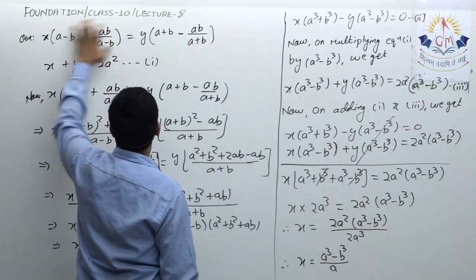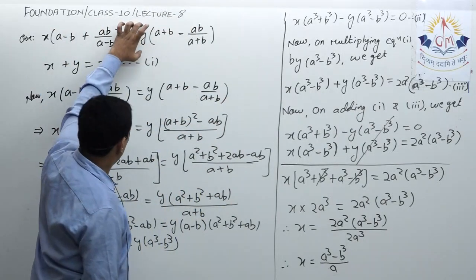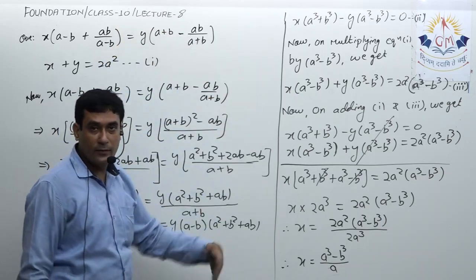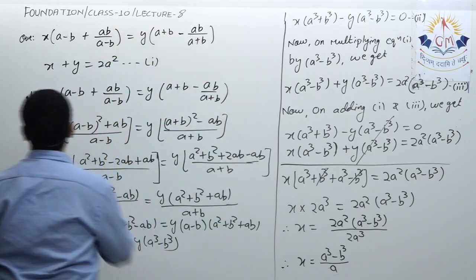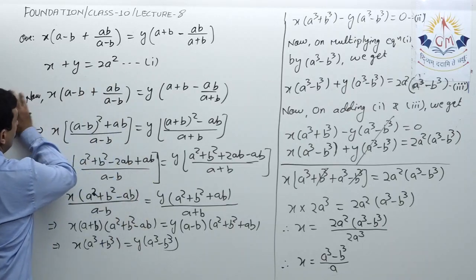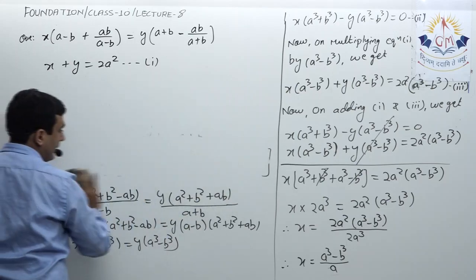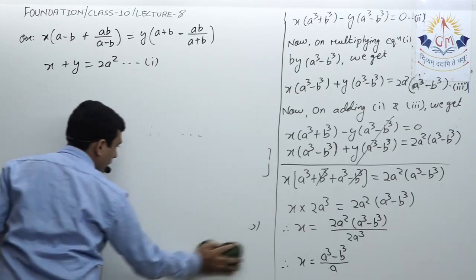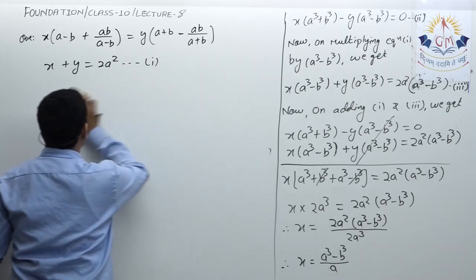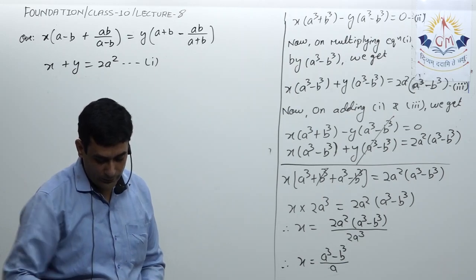Definitely I am not going to put the value in the original equation. No doubt if I put the value over here, still I will get the value of y, but it will consume too much time. I have to go through all this process to simplify this. So now, further, I put the value of x, that is (a³ − b³) upon a, in equation number 1 to get the value of y.